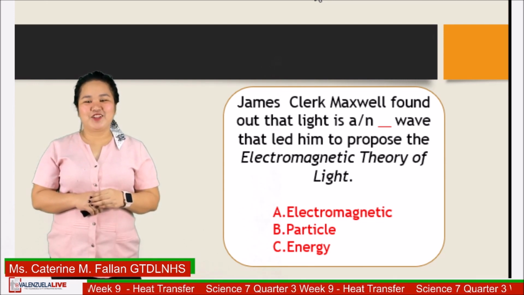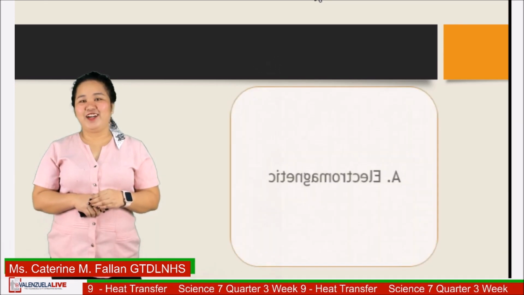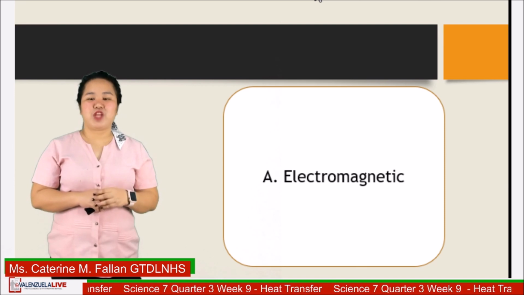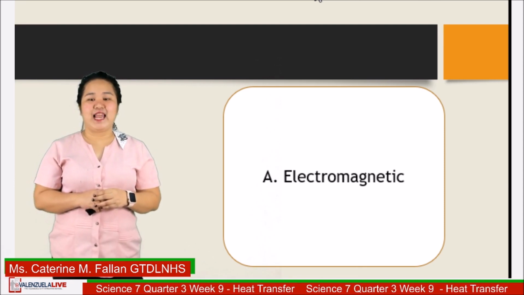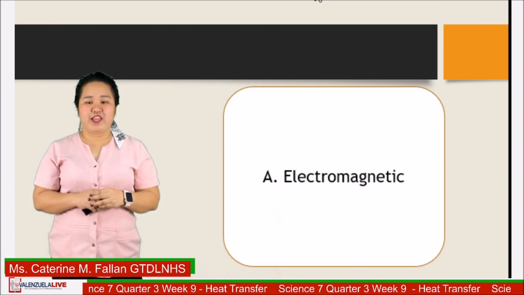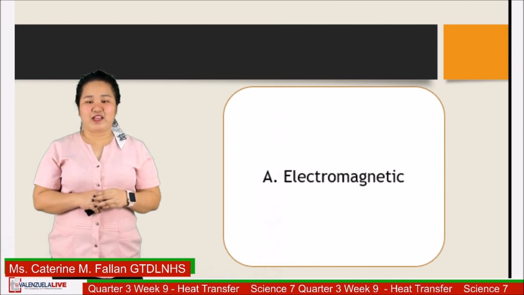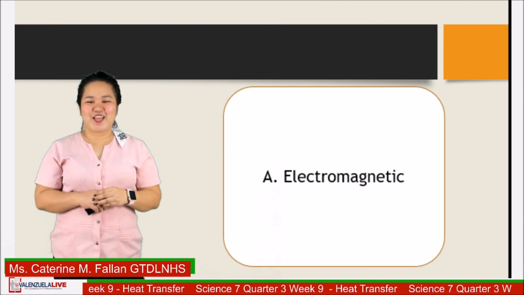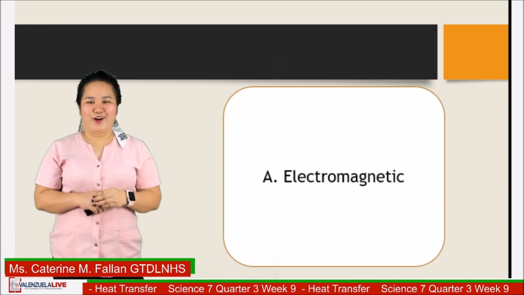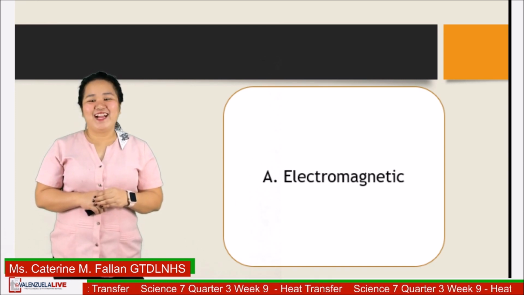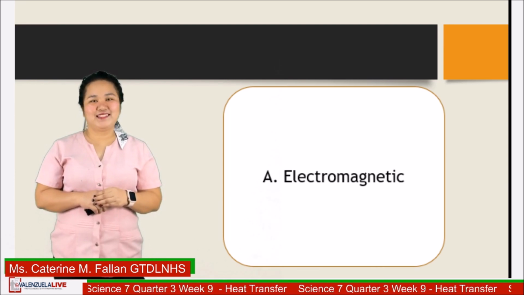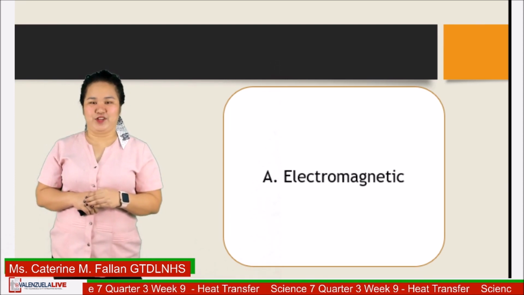Let us now reveal the correct answer. Letter A, electromagnetic. According to James Clerk Maxwell, light is an electromagnetic wave that can travel in a vacuum or empty space. Very good, grade 7 students. You are all awesome. With that, I know you are now all ready to pay attention to our new lesson.